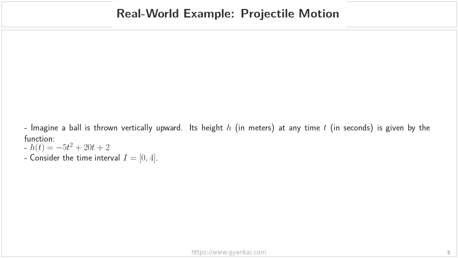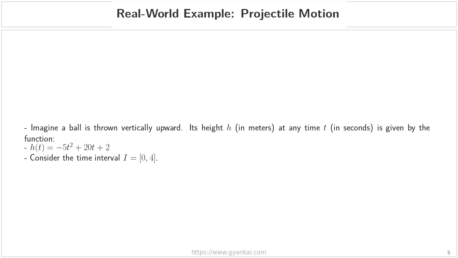Real-world example, projectile motion. Now that we have established the formal definitions of maximum and minimum values, let us apply these concepts to a practical, real-world scenario to see how they work in action. Imagine a ball is thrown vertically upward. We can represent its height, denoted as h in meters, at any given time, t in seconds, using the function h of t equals negative 5t squared plus 20t plus 2.